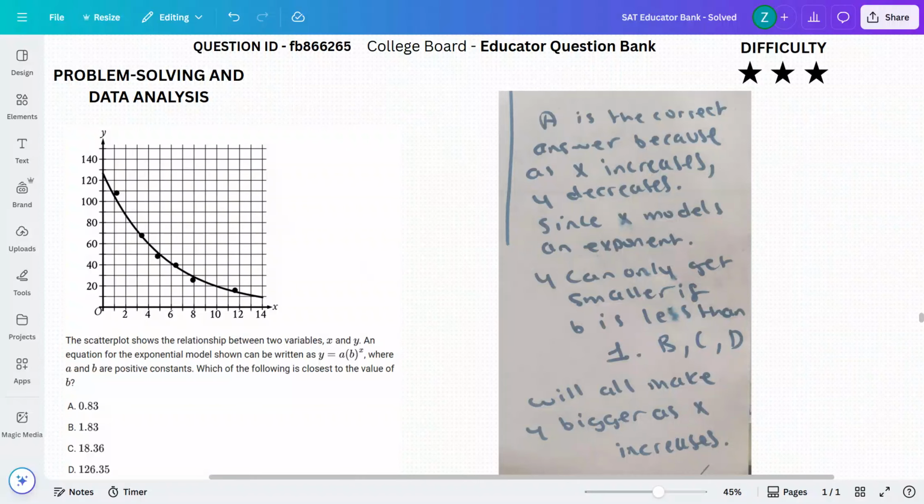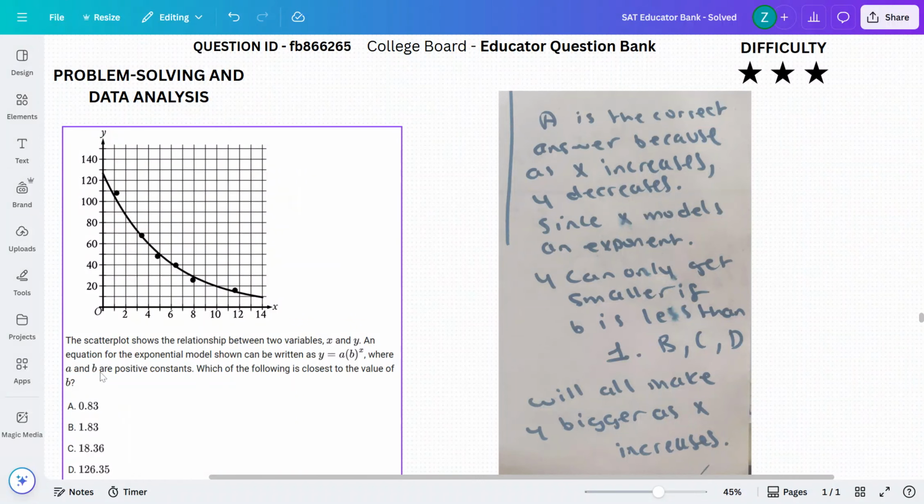Now the scatter plot shows the relationship between two variables x and y. An equation for the exponential model shown can be written as y is equal to a times b to the power of x, where a and b are positive constants. Which of the following is closest to the value of b?